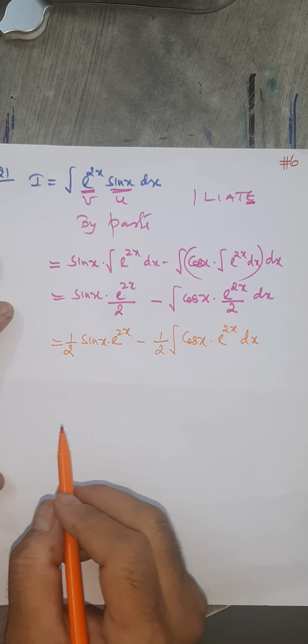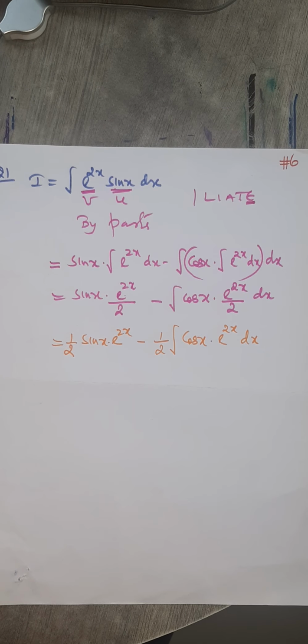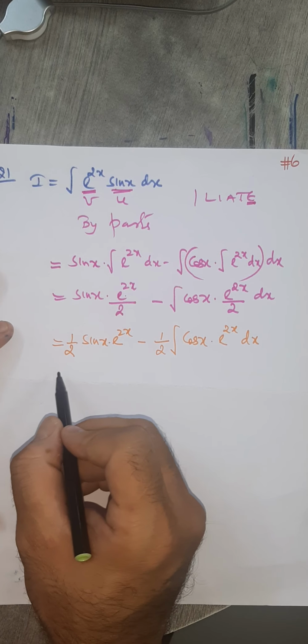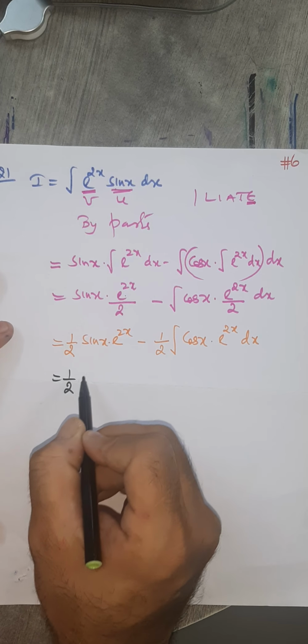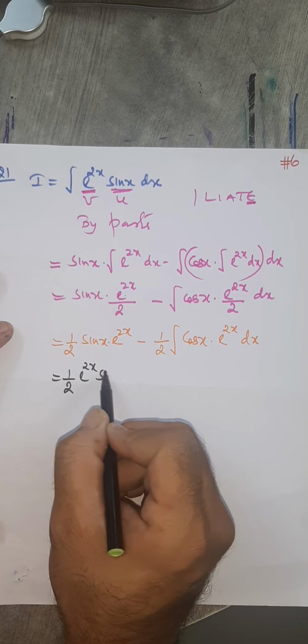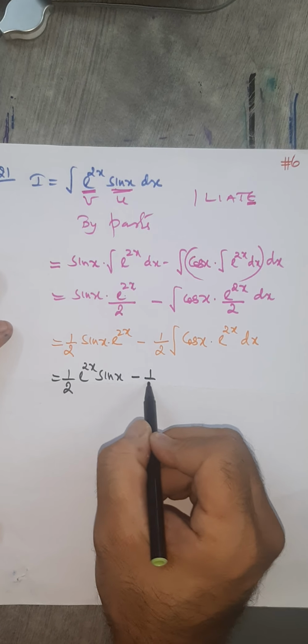Now again you are getting a product of two functions. So there is no other way here. You need to use integration by parts again. Using integration by parts again for this part, remember. This one I am keeping as it is. 1 by 2 into e raised to 2x into sin x as it is, minus 1 by 2.